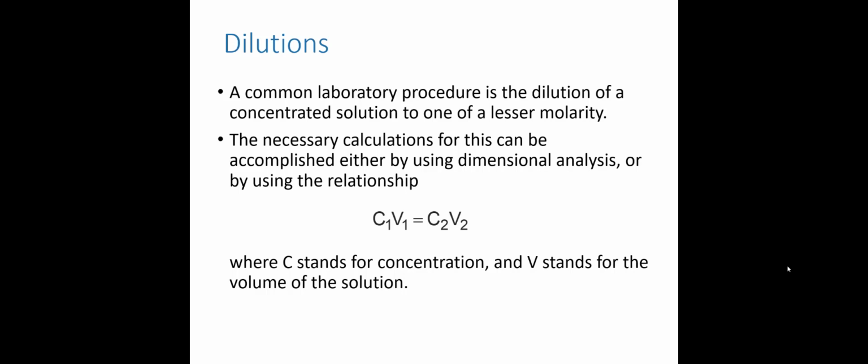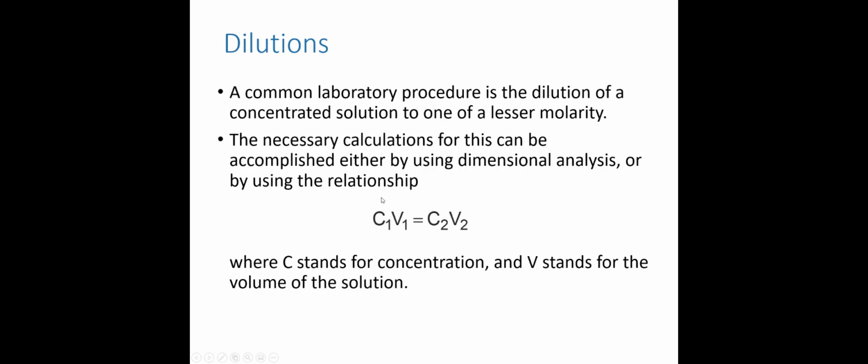One of the most common operations carried out in a lab is the process of dilution, in which more solvent is added to a solution in order to produce a less concentrated solution. We can solve dilution calculations to figure out new concentrations or the amount of a solution that we need by using dimensional analysis, or we can use the simple relationship here, C1 times V1 equals C2 times V2, where the C stands for concentration, usually molarity, although the other concentration terms will work, and the V terms stand for volume.